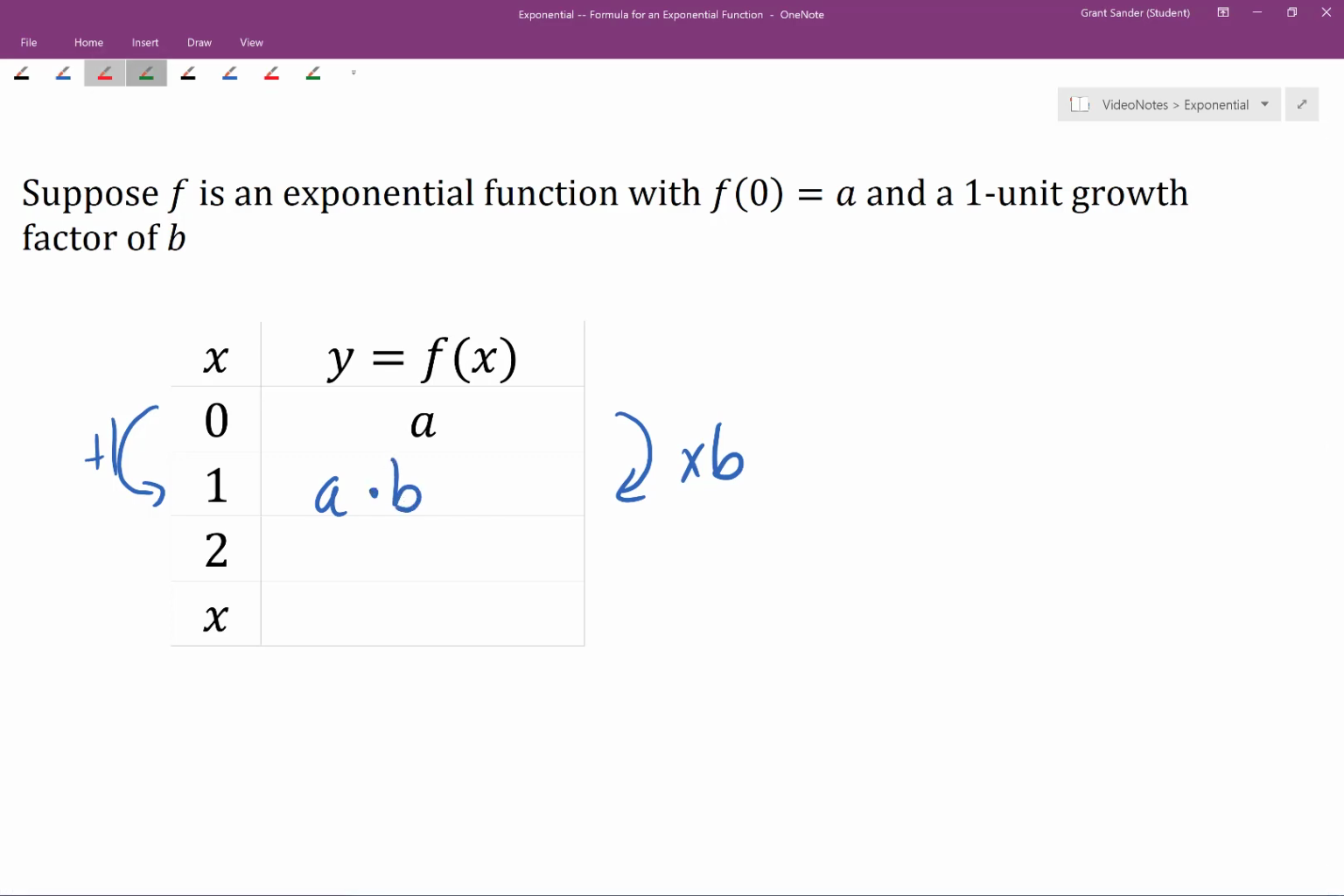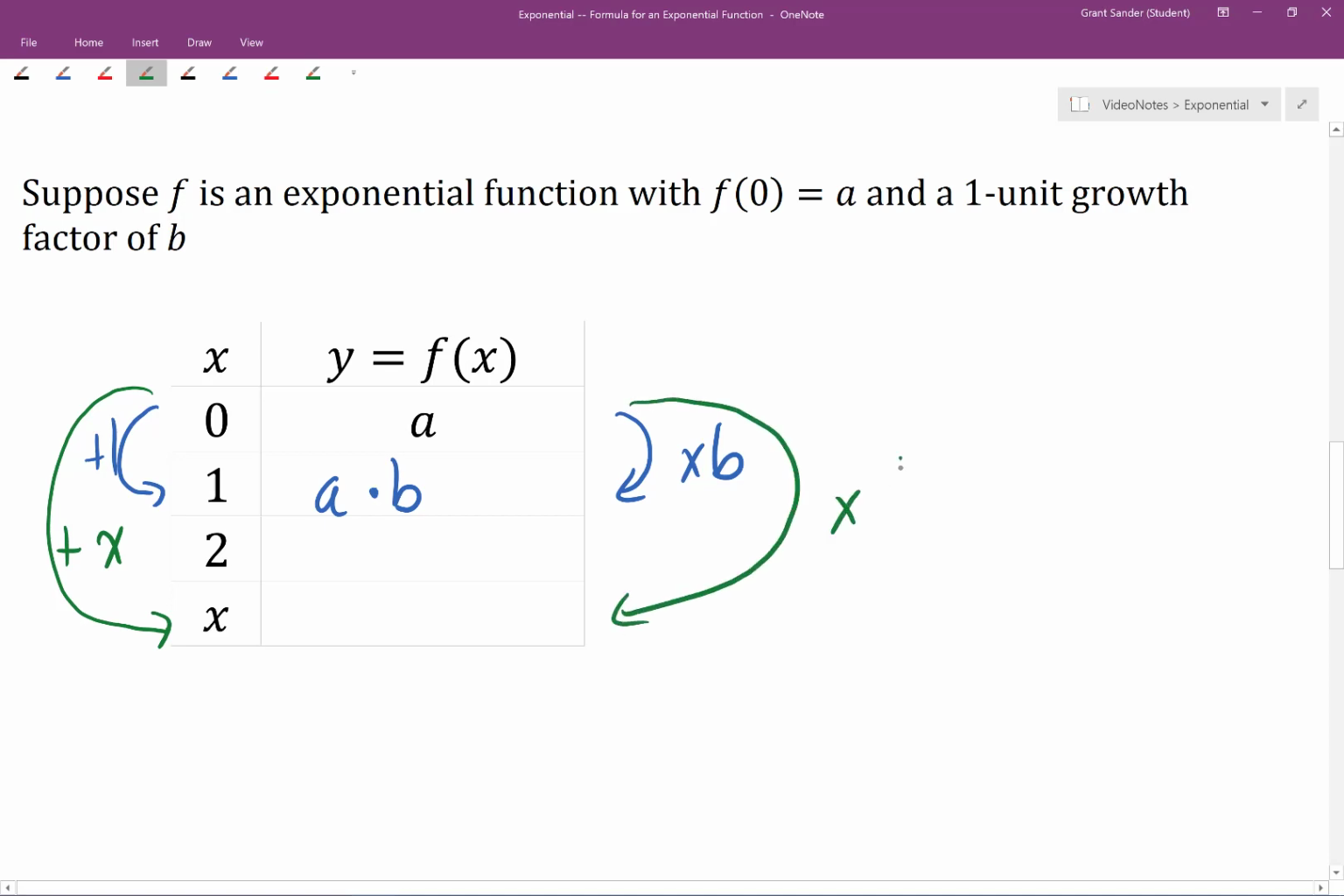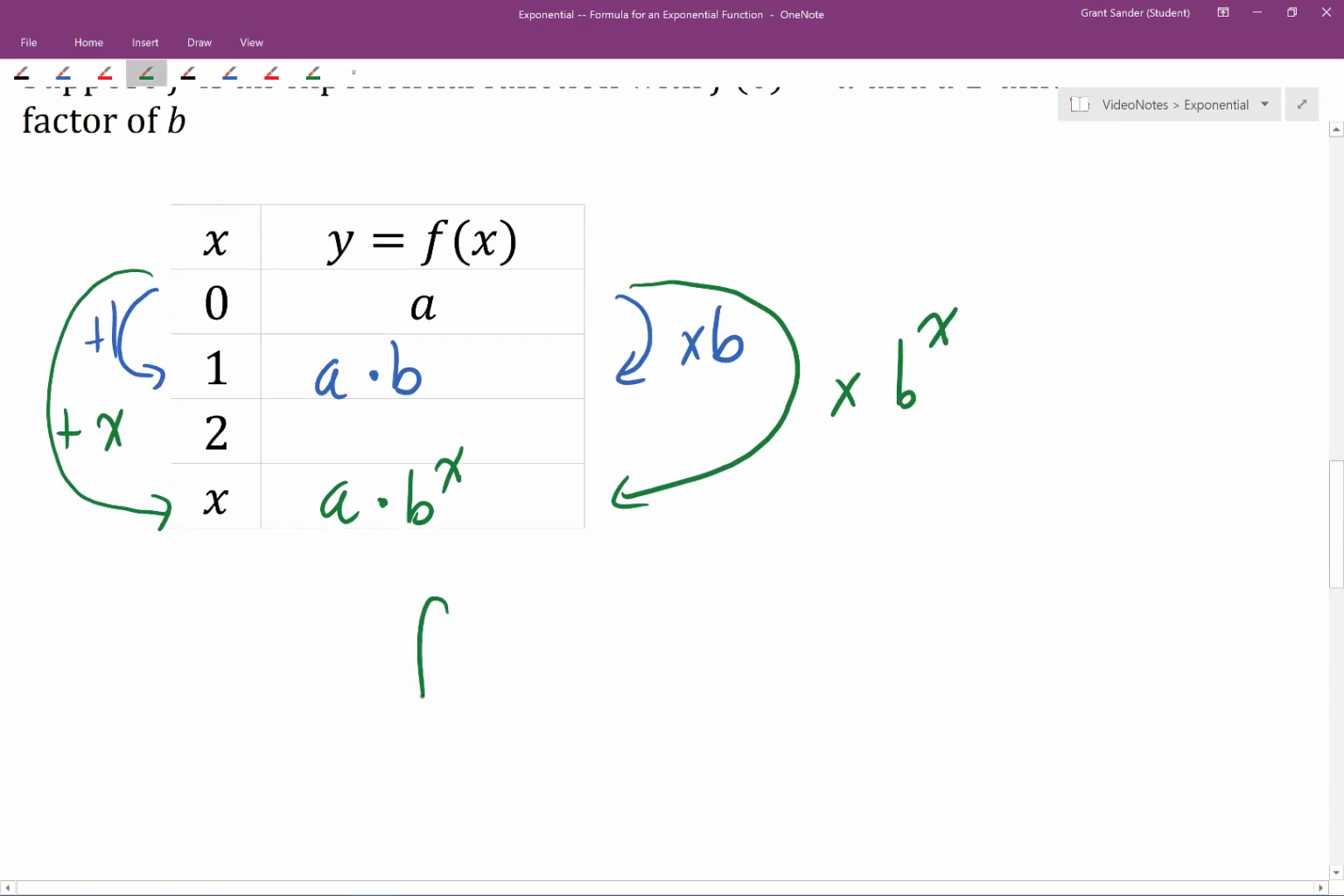And more generally, if x varies from 0 to its new value of x, a change of x units, then y will start at a value of a and then become b to the x times as large. So as x varies from 0 to its new value of x, y starts at a value of a and then becomes b to the x times as large. And therefore, f of x is equal to a times b to the x, where a is our initial value of y, or our value of y when x equals 0, and b is our one-unit growth factor.